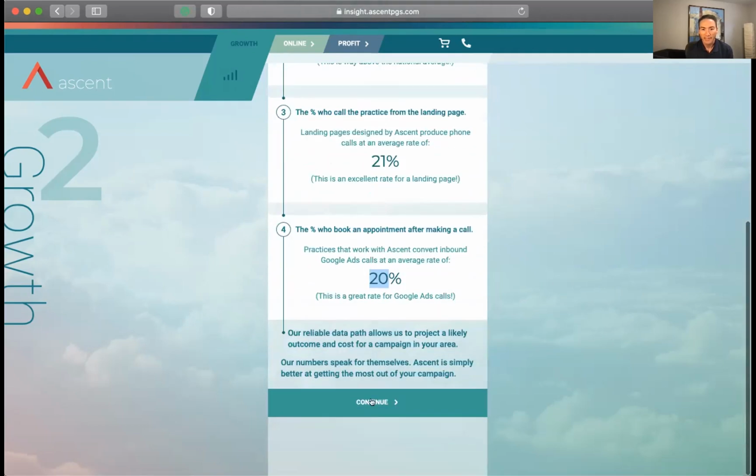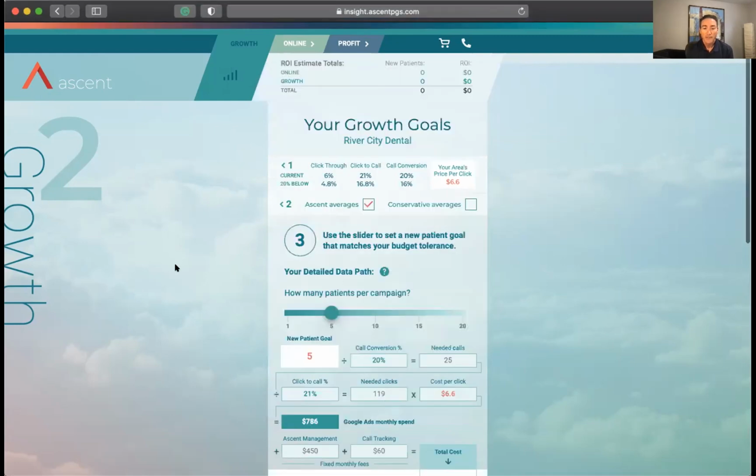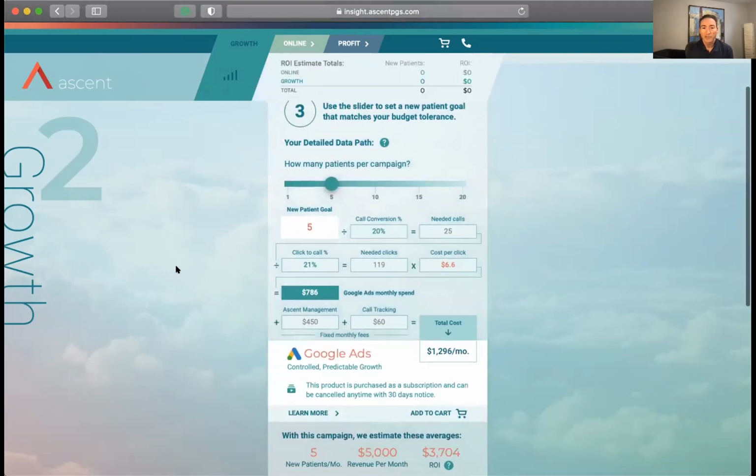So with that, let's go ahead and... you get the option here of using our current averages as your estimating tool, or you can estimate more conservatively if you prefer. I'm just going to use our current averages, and this brings up your data path. So what you're looking at here as you click on that is your data path.